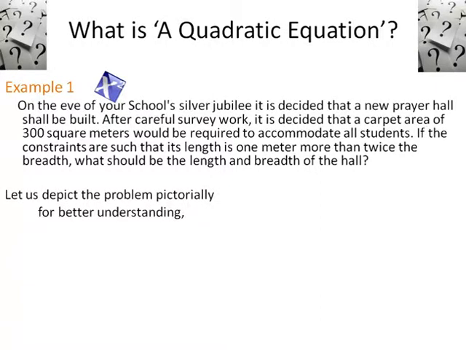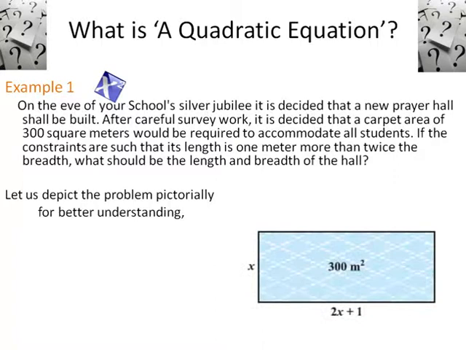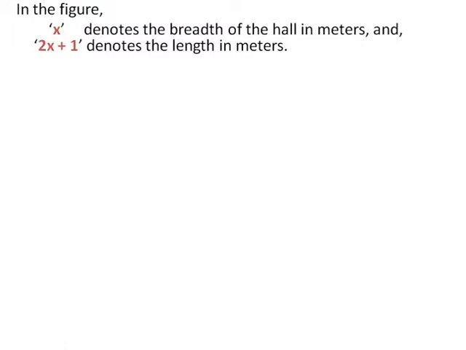Let us try to depict the problem pictorially. This will help us understand better the problem in hand. Look at the picture. Here is a playground whose area is 300 meters square. Its breadth is represented by x here, while the length is represented by 2x + 1 according to the given constraint. As shown in the figure, x denotes the breadth of the hall in meters and 2x + 1 denotes the length of the hall in meters. Please mind the units, for they are often a source of mistake.